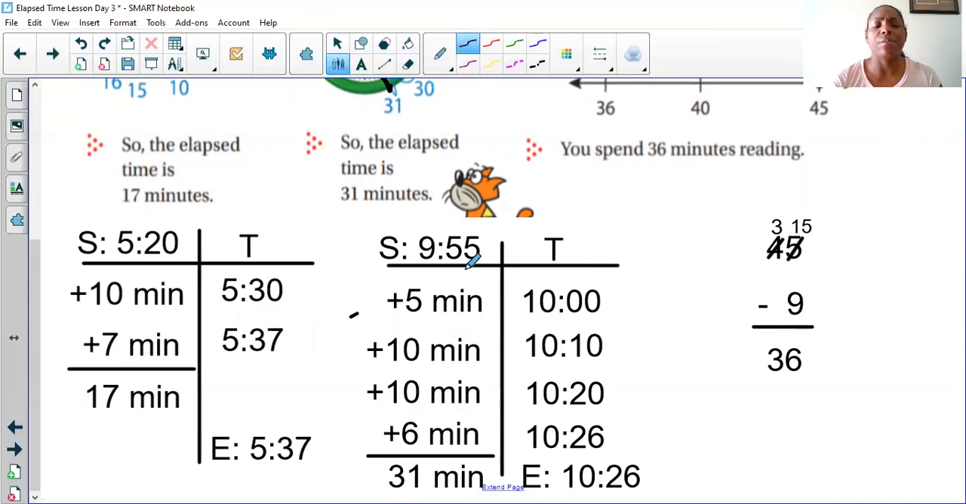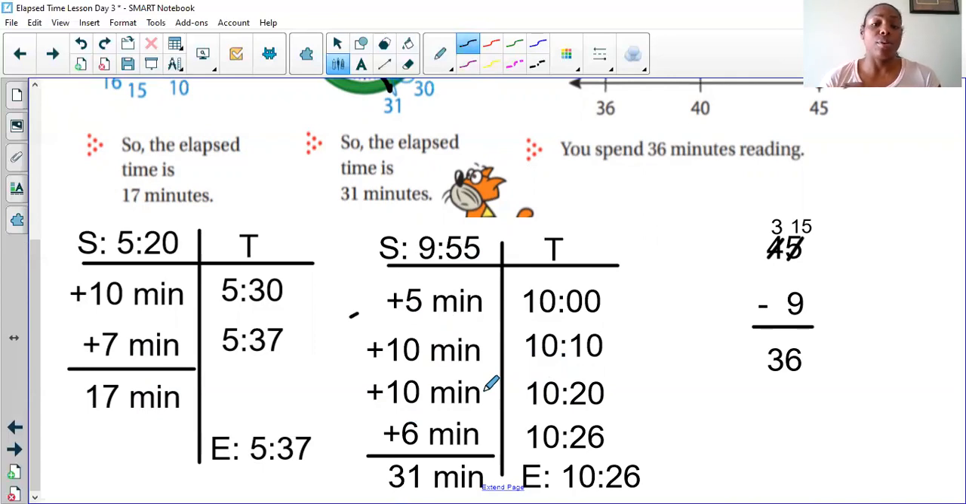Same thing with the 9:55 to the 10:26. I went ahead and I just made it easy on myself. I went ahead and took that jump of 5 minutes to get me to the next hour of 10 o'clock. And then from there, I did 10 minutes, but you could do 20-minute increments because remember, it doesn't matter the increments that you use as long as you're able to get the right amount of time.